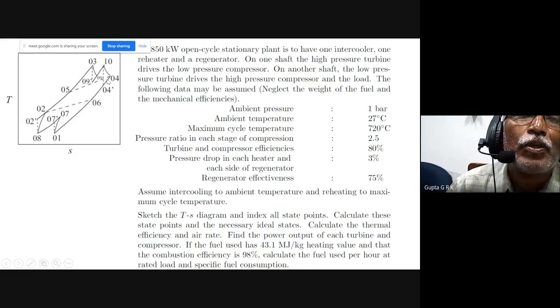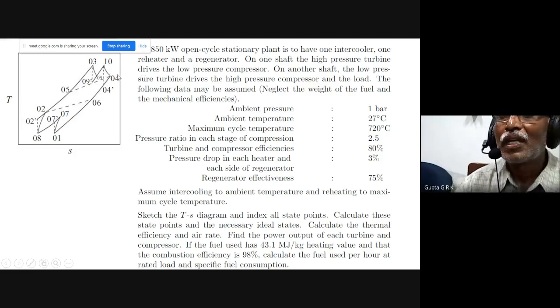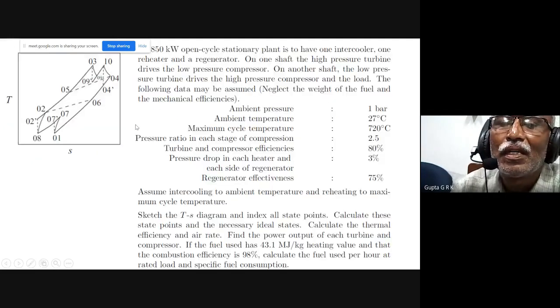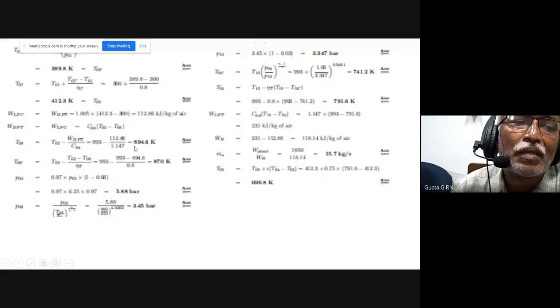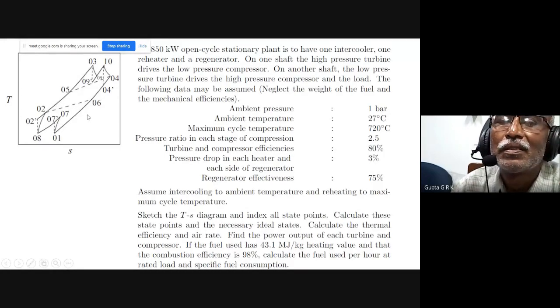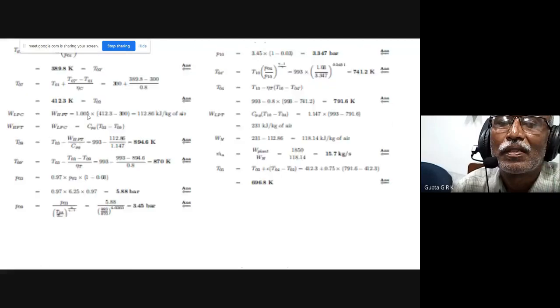And output is Cp into T10 minus T04, the output from the LP turbine, which runs HPC. So I have to subtract this work to get the net work. Okay, so that is the way I have to do. You can see the problem. I think it is from the Ganeshan. You can see how it is solved. But the procedure is just go point by point and find out all the temperatures. Then you can get everything. Is that okay?